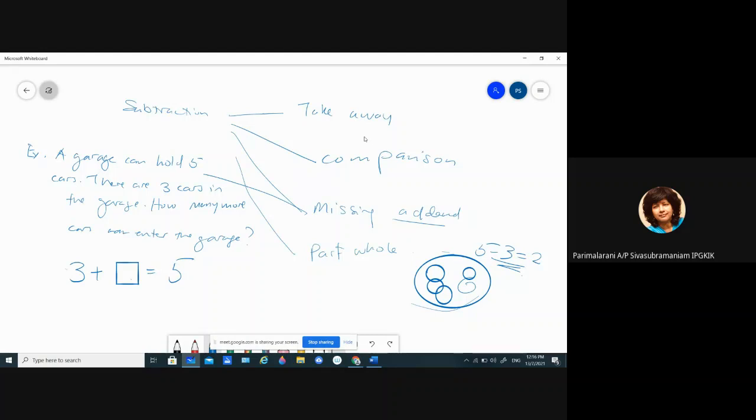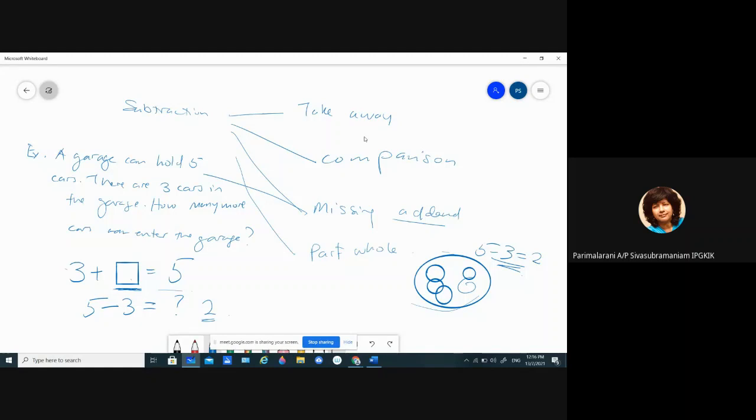This is called a missing add-on. Add-on is usually used for addition. So 3 plus what gives you 5? The add-on here is missing. To answer this question, you have to change it to subtraction. 5 minus 3 equals what? So 5 minus 3 equals 2. This is how a missing add-on problem looks like. You already know the whole total and you know one part and you want to find the other part. So you write it like a missing add-on and then you do the subtraction. This is the missing add-on concept.